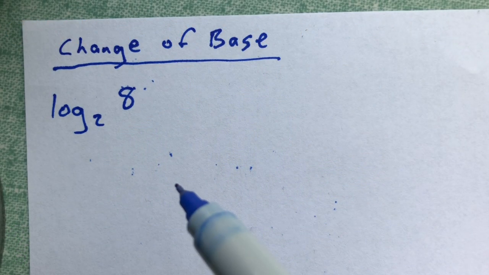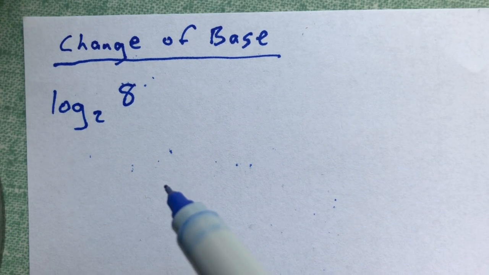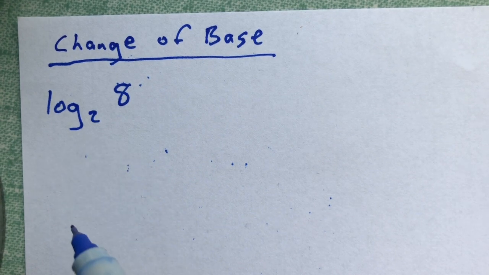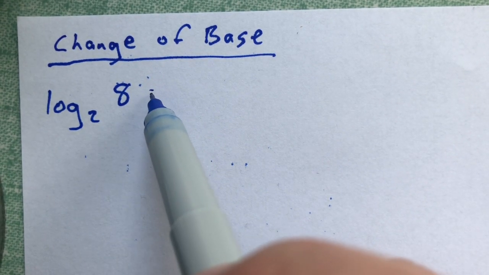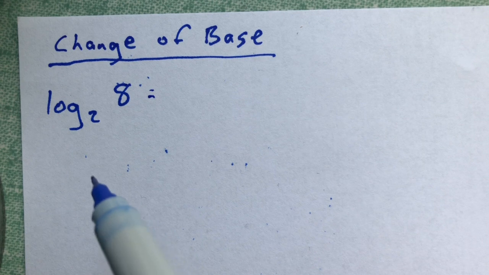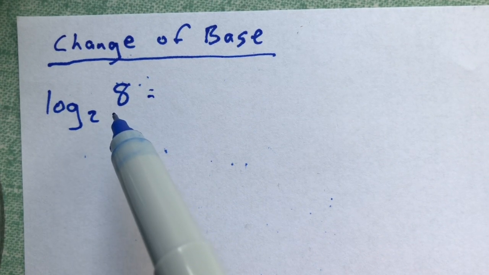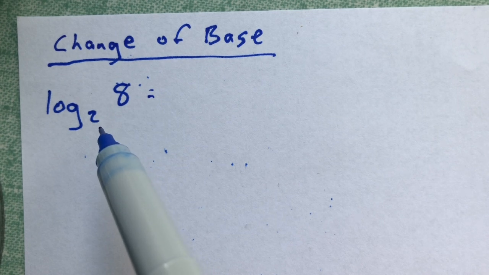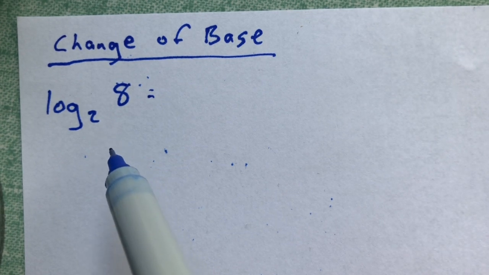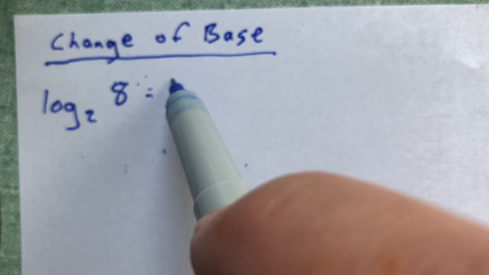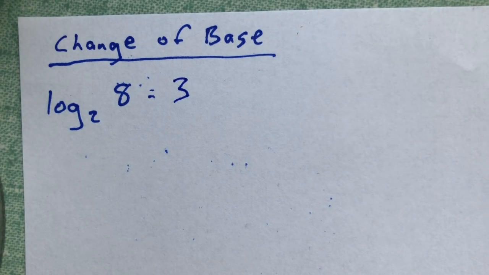Okay, talking about the change of base formula. So when we have something like log base 2 of 8, that's one that we don't really need a calculator to do. Because remember, this says the exponent of 2 that makes 8 is our answer. And so we just have to run through the powers of 2. 2 times 2 times 2 makes 8. There are 3 2's. So we know that the answer is 3.